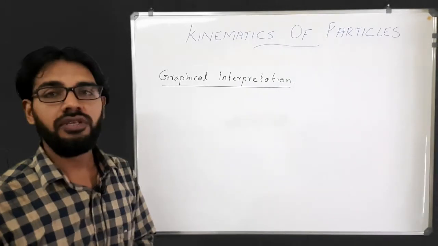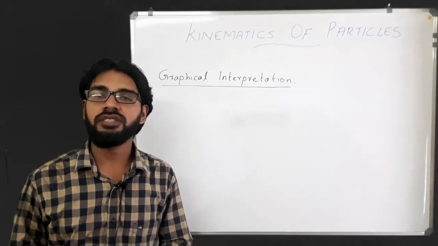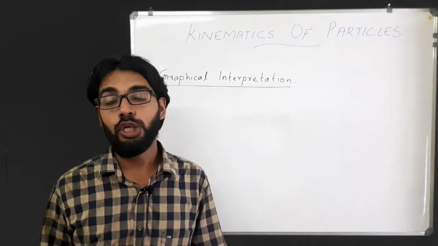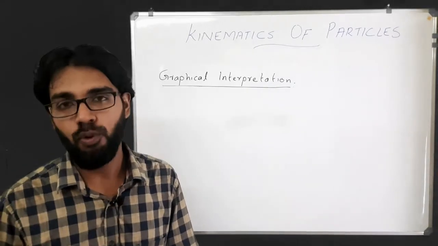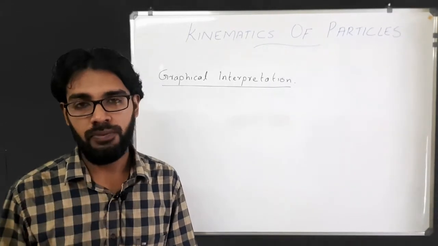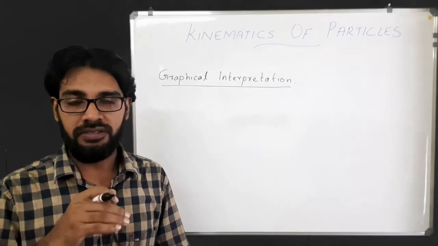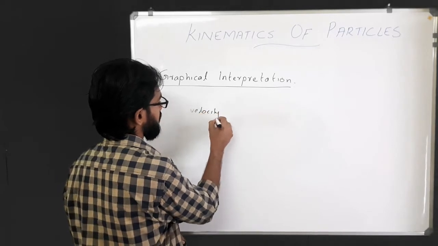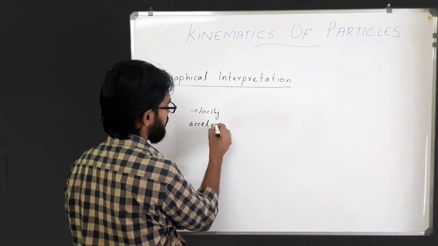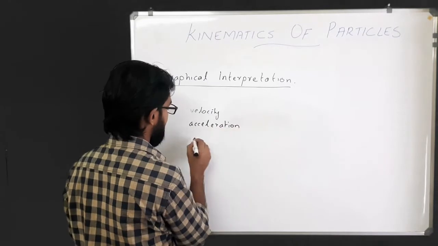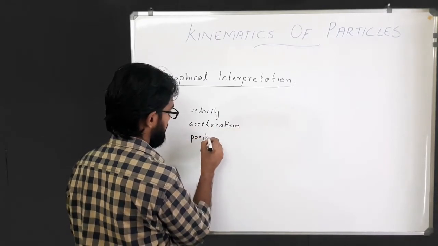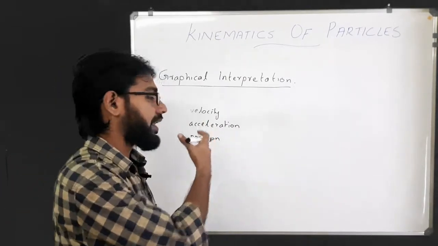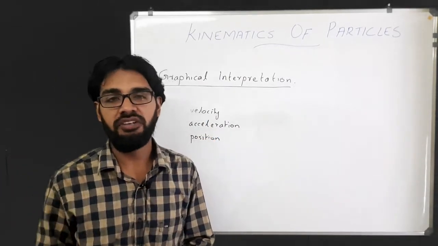In the earlier class, we had expressed the equations for finding the position, the velocity and acceleration using the integral equations of motion for rectilinear motion. Now, the same aspects, that is the velocity, acceleration and position, may also be expressed graphically, since these corresponding motion parameters have a geometric significance.